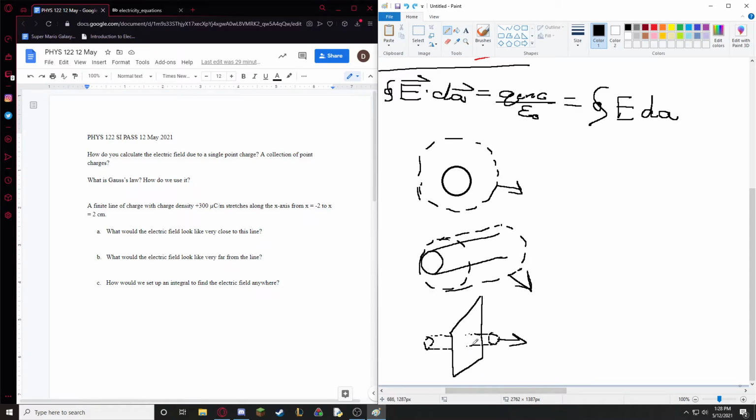Now, what about our planar symmetry situation? For the end caps, the area vector is outward. What direction is the electric field? In the same direction. So it's 0 degrees, cosine of 0 is 1. And then what about our perimeter? It's 90 degrees again, right? So we can just ignore the perimeter of our Gaussian surface and just worry about the end caps. Does that make sense?